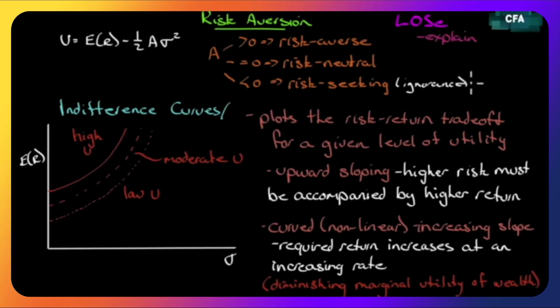So let's have a look at some indifference curves. These indifference curves here are for a risk-averse individual. And the indifference curve plots the risk-return trade-off for a given level of utility. So all along this curve is equal utility. It's a trade-off. So to induce us to take on more risk, notice that they're upward sloping, we would have to get a higher return.